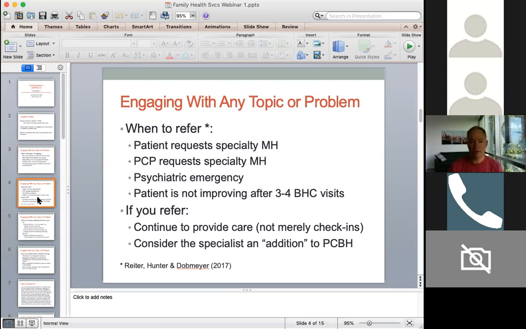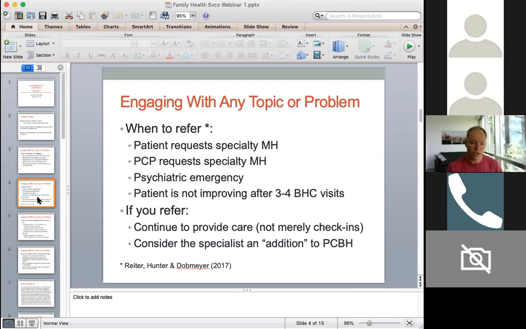Given that then, when do we refer? Because you may get the impression that I'm saying you should never refer to specialty mental health. And that is absolutely not what I'm saying. I have myself referred probably thousands of patients to specialty mental health over the years. I'm just saying that when you do refer, don't think of it as an either or, and don't let yourself off the hook for trying to help that patient as well.